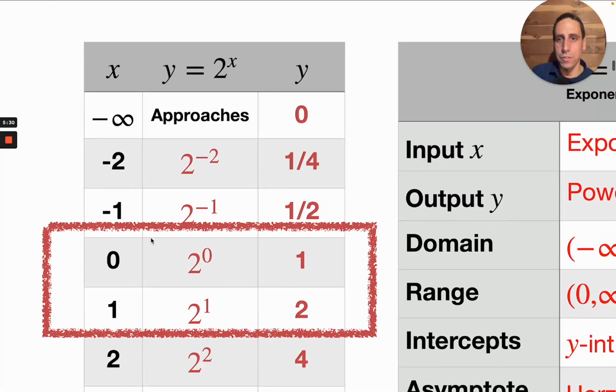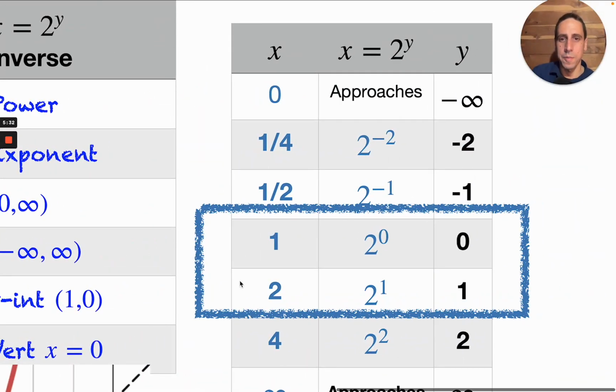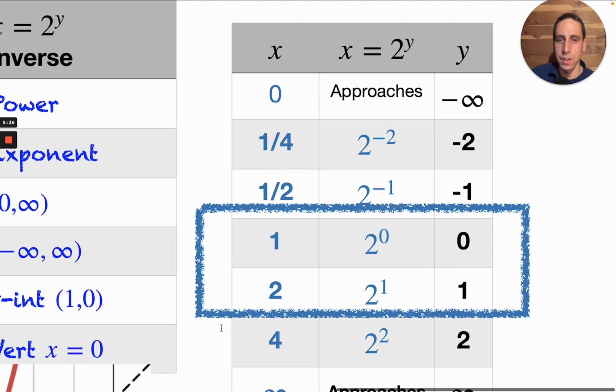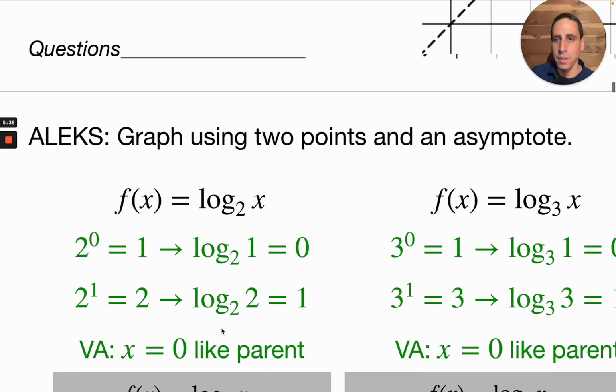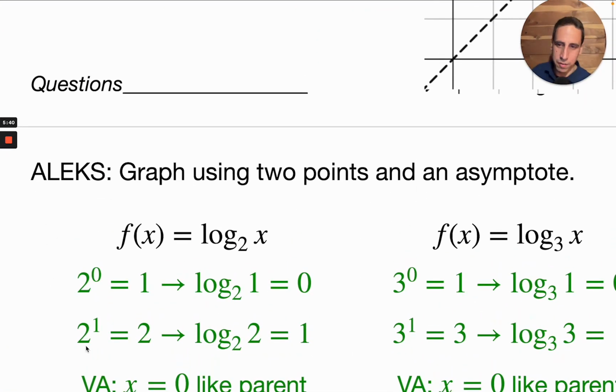So you remember the two facts that I had from over here? One, when the input is 1, the output is 0. When the input is 2, the output is 1. We're going to use those here. And we don't even have to remember them. You can derive them if you want.